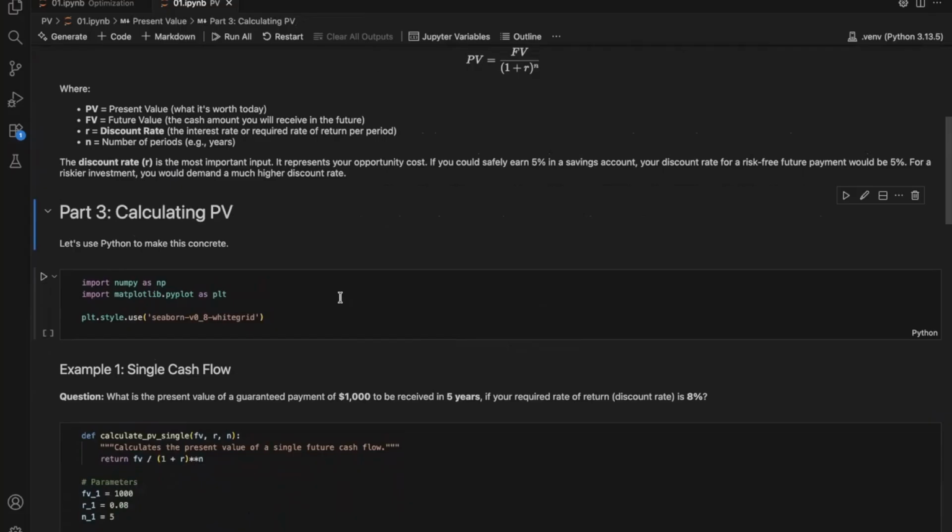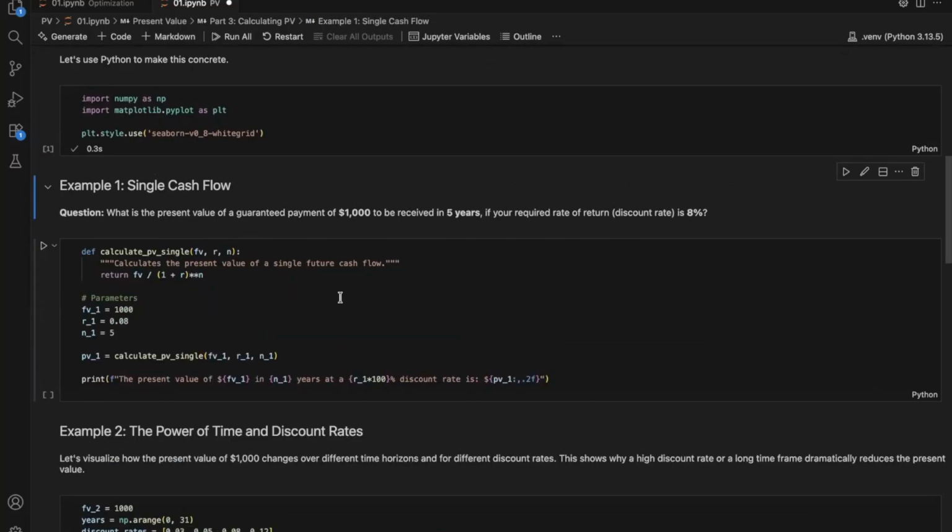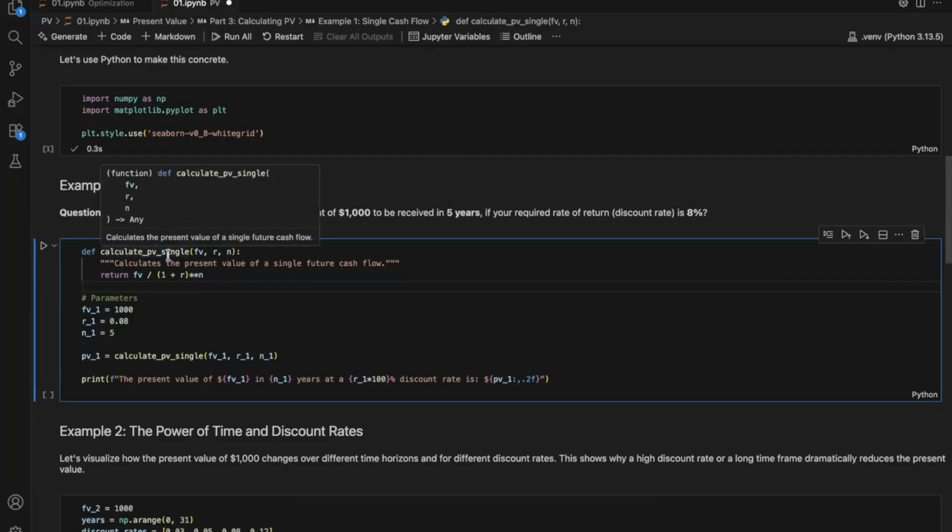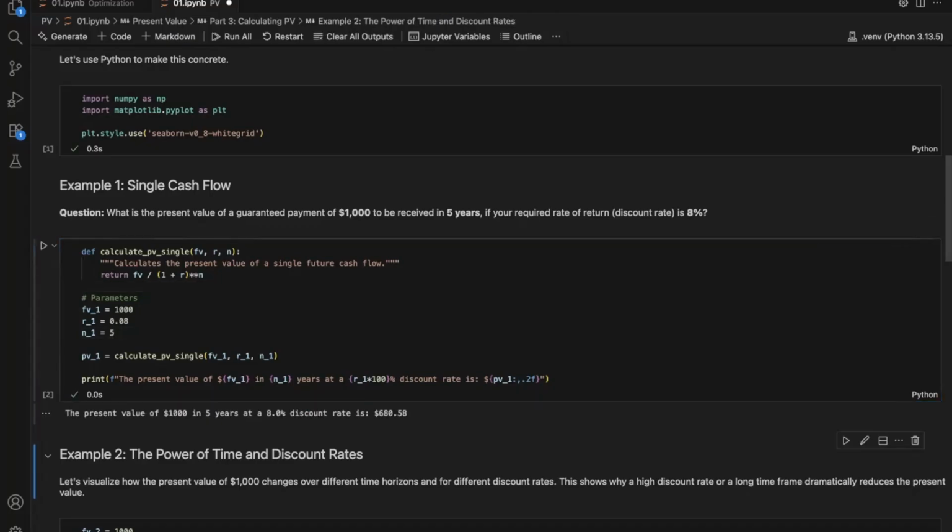Now let's make this concrete with some code. First, we'll look at a single cash flow. Our question is, what is the present value of $1,000 to be received in 5 years if our discount rate is 8%? In this snippet, we defined a function called calculate_pv_single, which takes in the future value, the rate, and the number of years, and plugs these parameters into the present value formula and returns the result. If we run this code, the answer for the present value of $1,000 in 5 years at an 8% discount rate is $680.58.